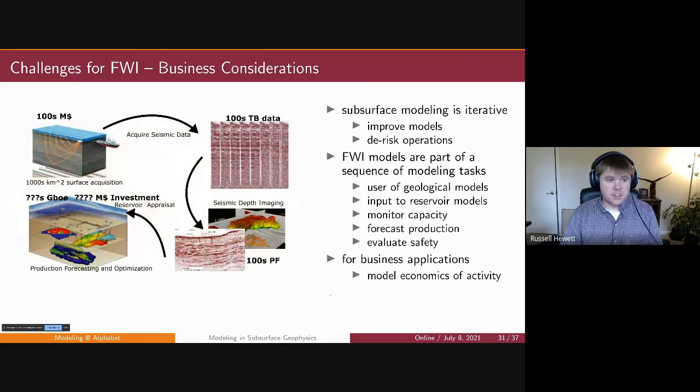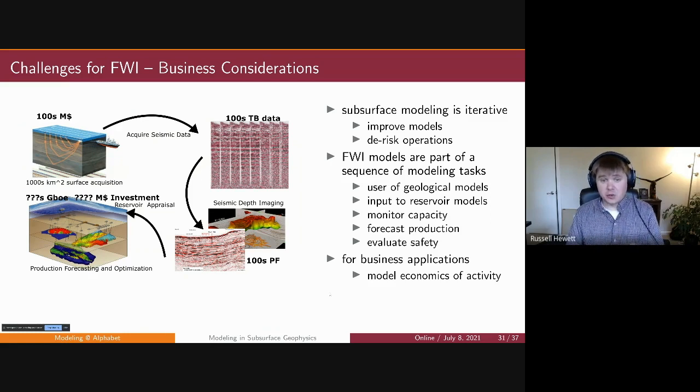Now, these surveys are not cheap. They cost hundreds of millions of dollars, give us hundreds of terabytes of data, which we then have to use hundreds of petaflops of compute to recover the velocities. But while I'm on the scientist side, that's the inverse problem. That's what I'm interested in. That's the modeling. But these FWI models are only part of a sequence of tasks. They're a user of geological models, and then they become inputs to reservoir models that are used to monitor capacity or forecast production or evaluate the safety of operating in an environment.